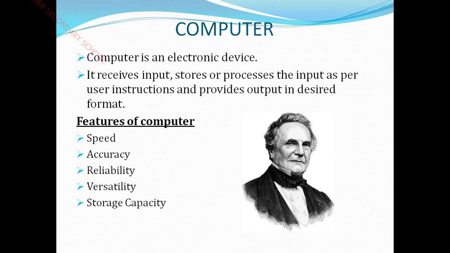Next let us see some features of the computer. There are 5 features I have given you here. Actually a computer has a lot of features, but only a few important ones are given here. One is speed, accuracy, reliability, versatility, storage capacity. So what is the meaning of speed? A computer can carry out 300 or 400 million instructions per second. So this belongs to speed.